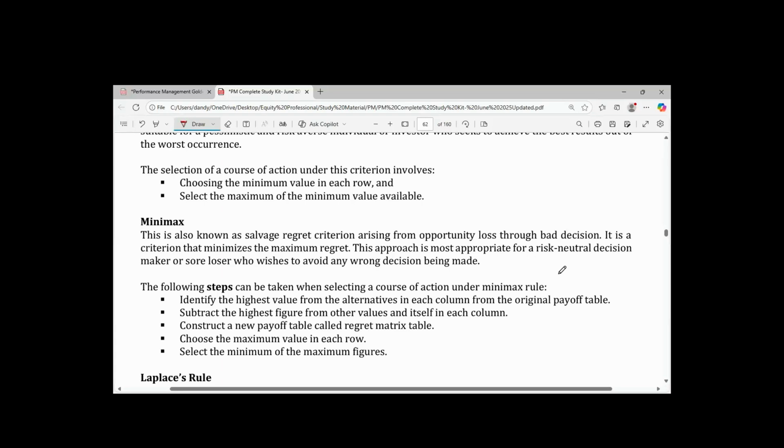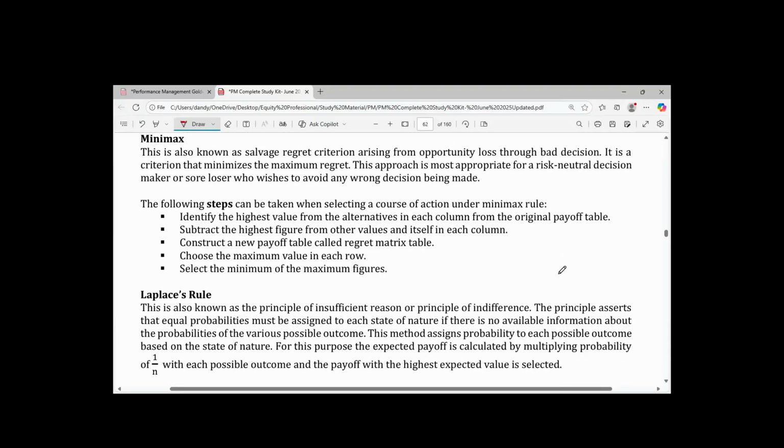So anytime you want to evaluate alternatives using the Minimax criterion, there are 5 procedures you are supposed to carry out. The first step is to identify the highest figure in each column. Then step 2, you deduct the highest figure from itself and from other figures in the column.